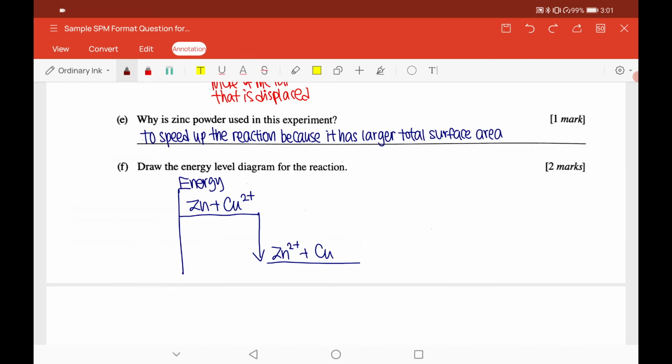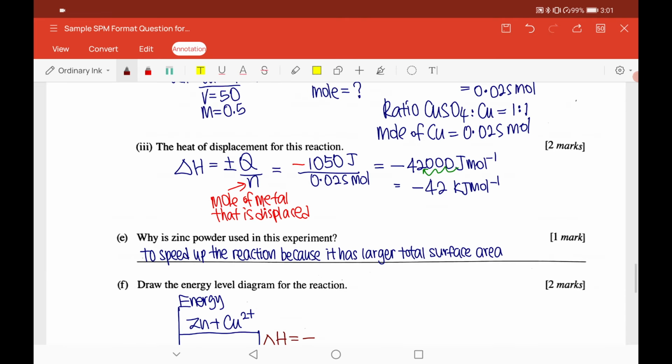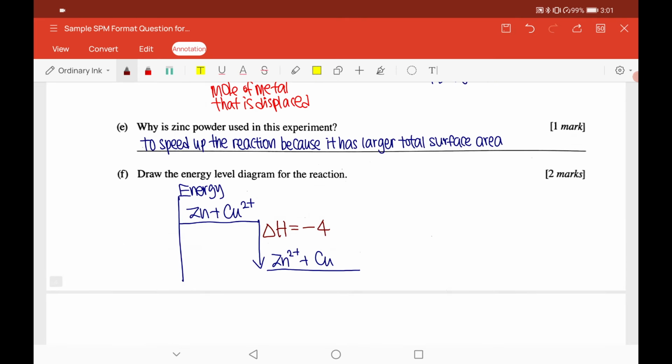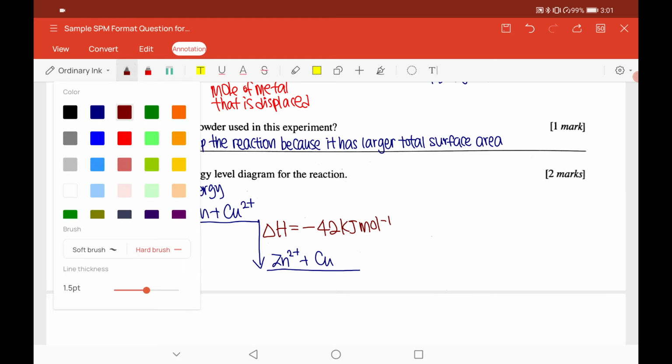So in this case, what is my delta H? My delta H is negative 42 kilojoule per mole. So put in the value and put in the unit. You must put the value and unit. Okay, so now we are done.